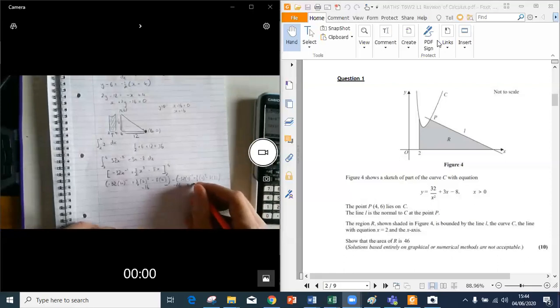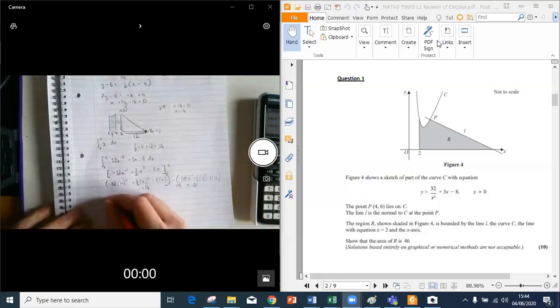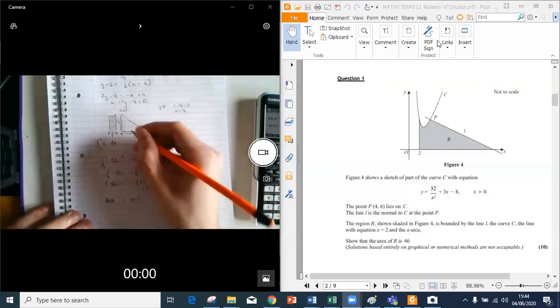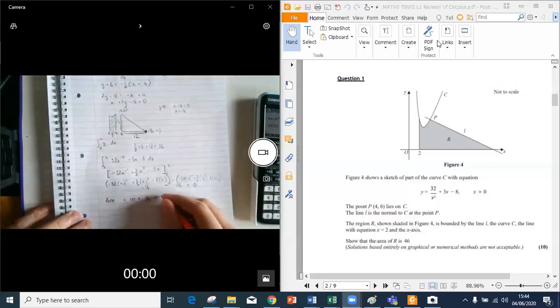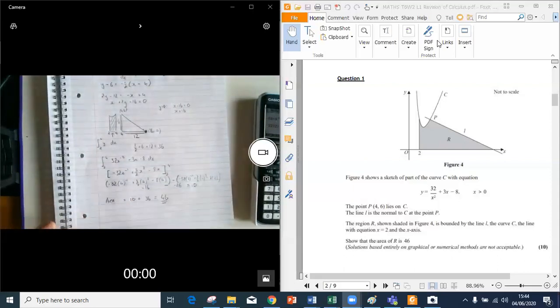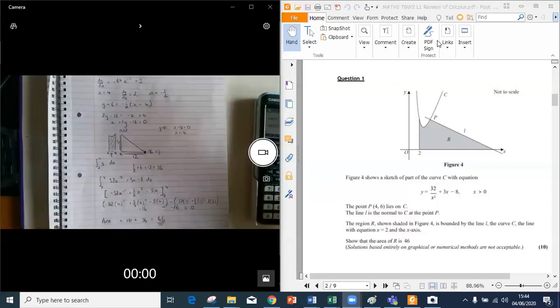So minus 16 minus minus 26 gives us 10. So the total area is this bit here, which was 10, plus the triangle, which is 36. 10 plus 36 is 46. That's what the question wanted us to do. I'm just going to pause it so I can take a picture of this.